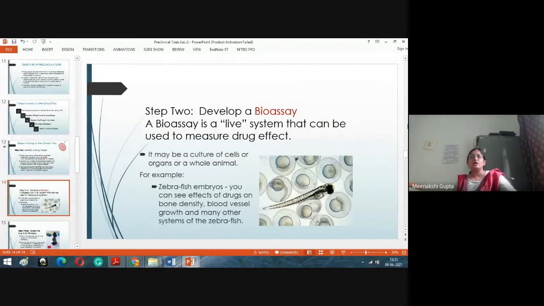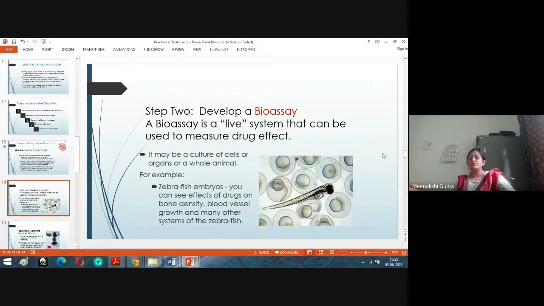then if you want to see whether it is effective on the cancer cell, what we can do is culture the cancerous cell in the lab, and then we can see whether cell viability is there, whether cells are being killed or not. So this is one type of bioassay that can be done just to see the activity of the drug.